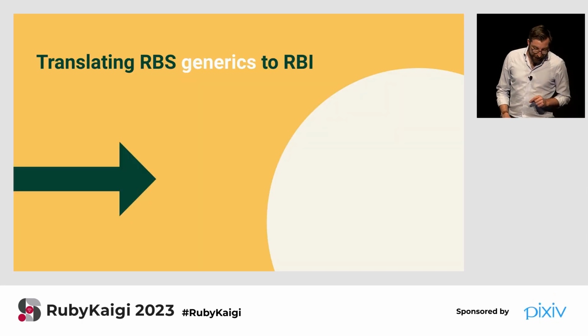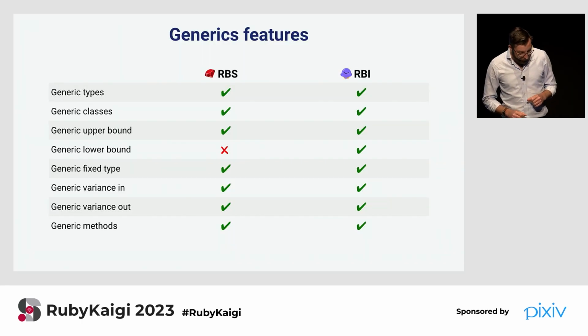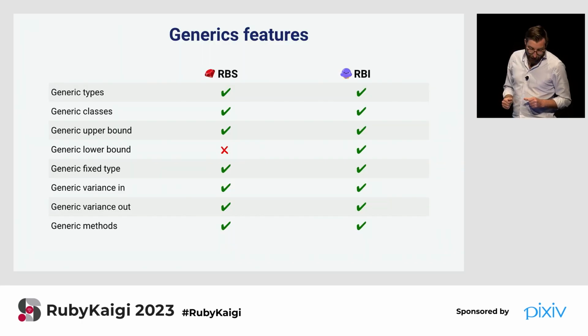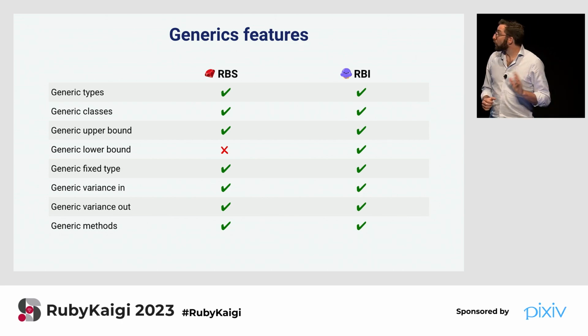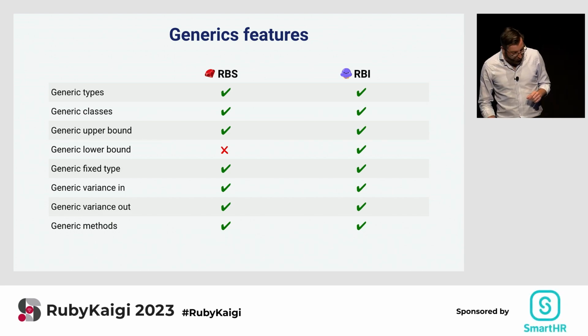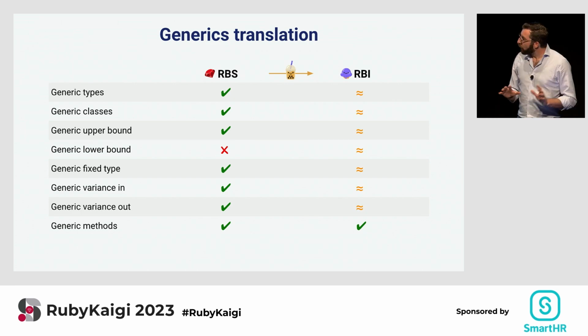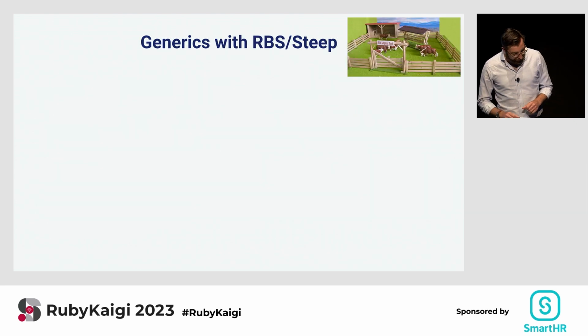Where the problem lies is about generics. So let me tell you a bit more about generics in RBS and RBI Sorbet. Most of the things that are present in RBS are also present in RBI. Something that I don't think RBS supports right now is lower bounds on generics, but this is not where the problem is. For the translation, we're going to be able to do something, but not always. I'm going to explain this.